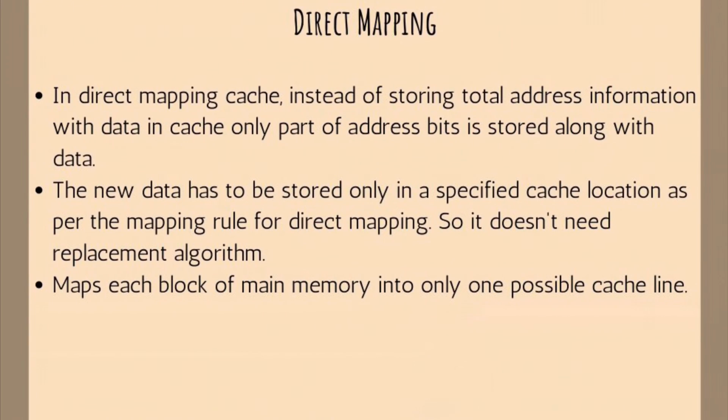The second one is direct mapping. In direct mapping cache, instead of storing total address information with data in cache, only part of the address bits is stored along with data. The new data has to be stored only in a specific cache location as per the mapping rule for direct mapping, so it doesn't need a replacement algorithm. It maps each block of main memory into only one possible cache line.